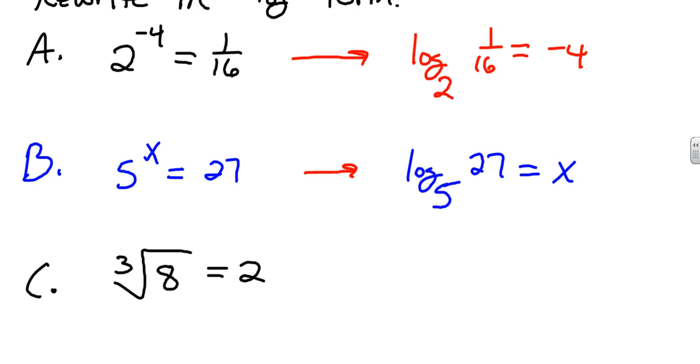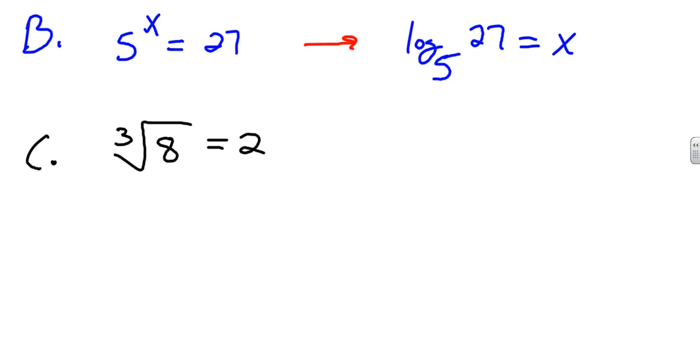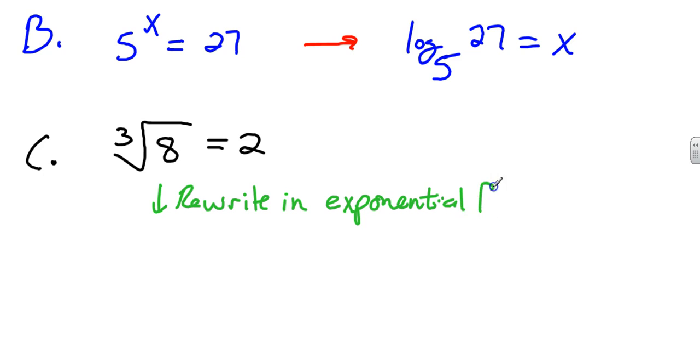And here's one where they try to get a little tricky. The third root of 8 equals 2. That problem is not written as an exponential. This one is just in radical form. So before you can do anything on this one, you've got to rewrite it in exponential form. We've got it in radical form, which is great, but there's a formula, and it's easier just to rewrite it back in exponential.